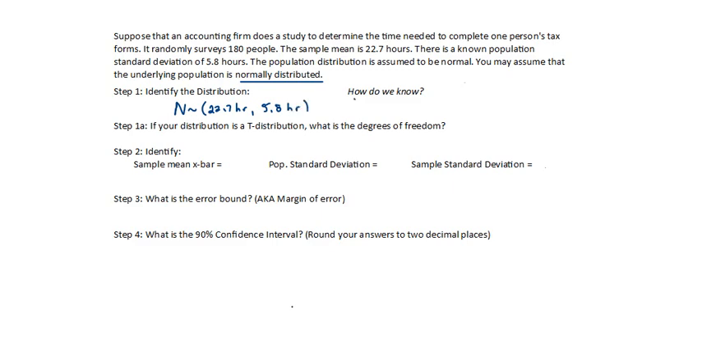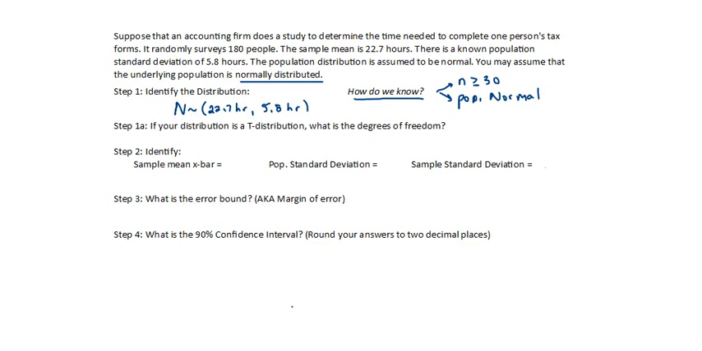How do we know? Well, of course, we're told that it's normally distributed, but there are two conditions, remember, that if we're deciding whether we should use a T or a Z distribution, we look at. In condition 1, the sample size is definitely greater than or equal to 30. So that condition is met. And we're told the population is normally distributed. We're told that in the problem explicitly. So since it meets those conditions, we're going to go with that.